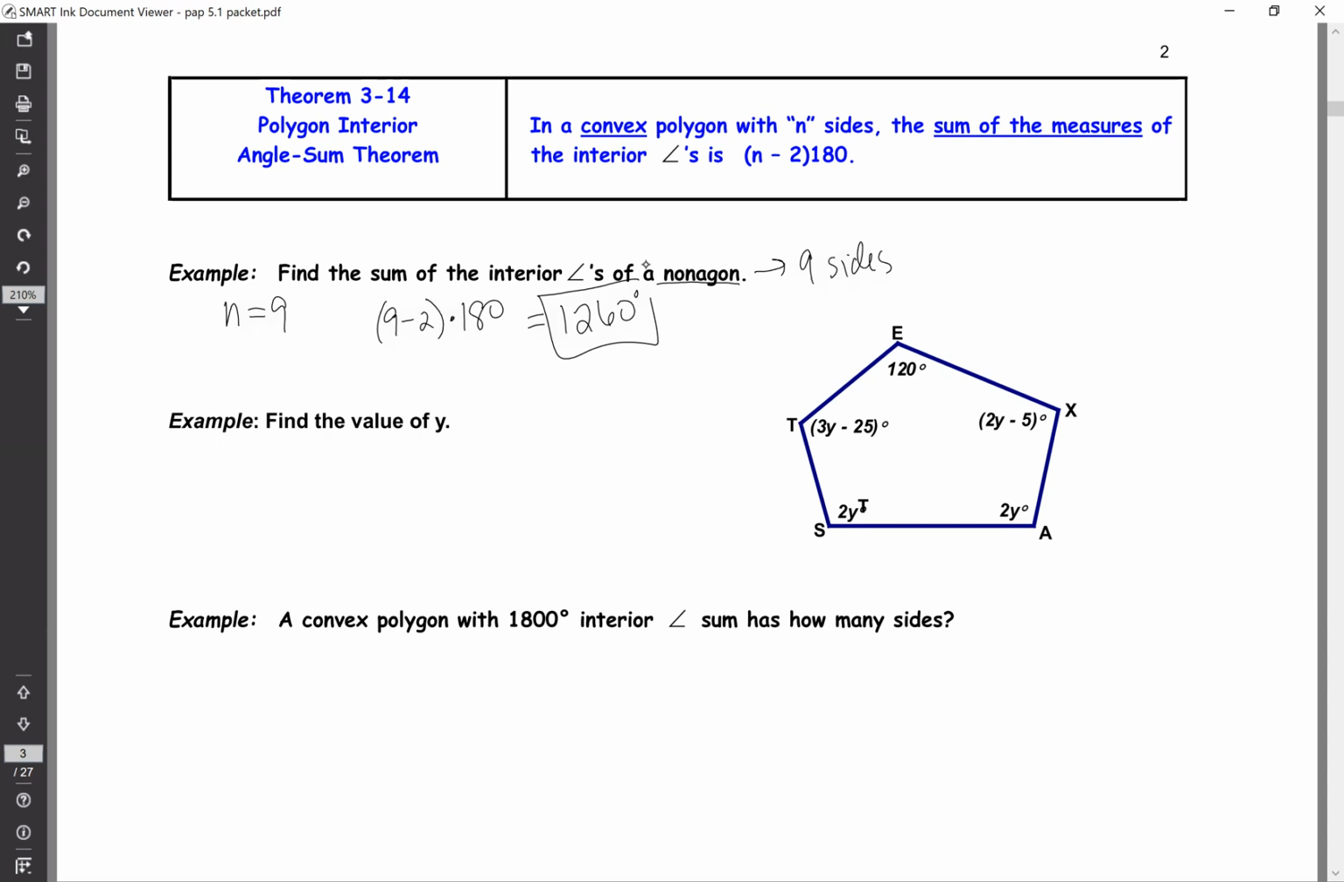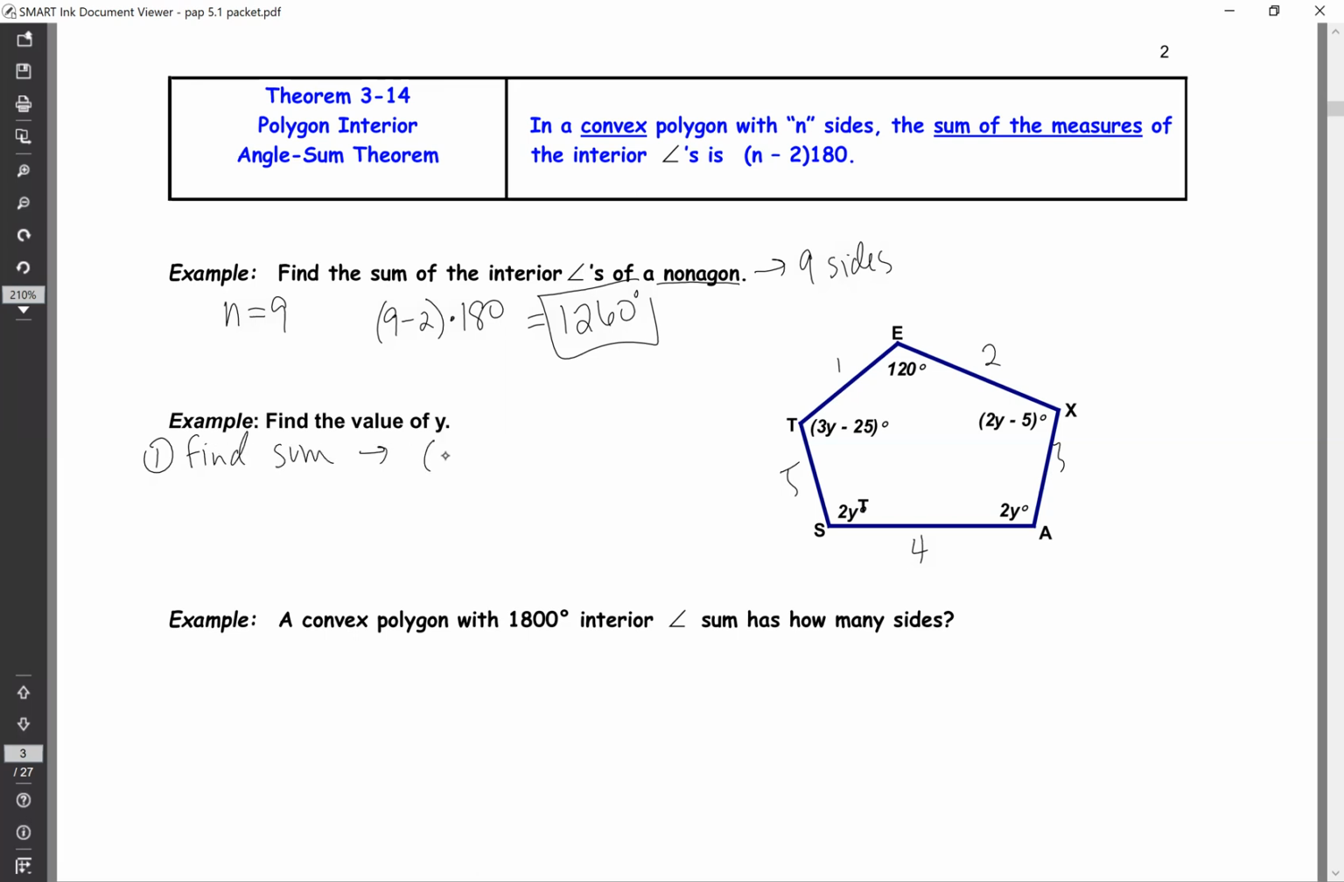All right, so now the next one says, find the value of y. So in order to find the value of y, I have to find out what all, and let's count here, we got 1, 2, 3, 4, 5. So there's 5 sides, so that means there's 5 angles. I'd have to figure out what all 5 of these angles should add up to based on the fact that this is a pentagon, a 5-sided polygon. And then I can write an equation to find y. So step 1 is you're going to find the sum.